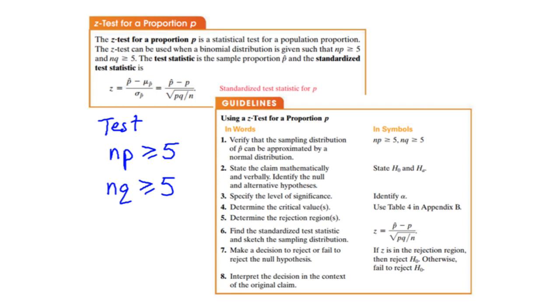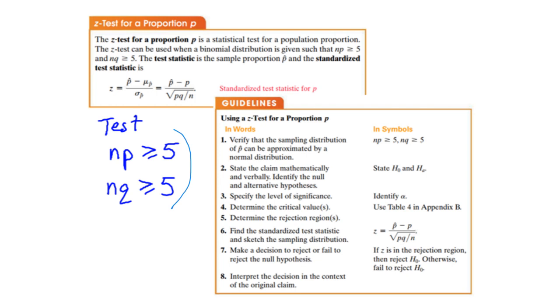Let's take a look at the different items we need. We're going to be using a z-test. If we have to find a critical value, we're going to do the normal calculator, the z again. We do have to test, just like we did in chapter 6, to make sure that n times p is greater than 5 and n times q is greater than 5. We'll look at that in a few minutes. Everything else will work the same.